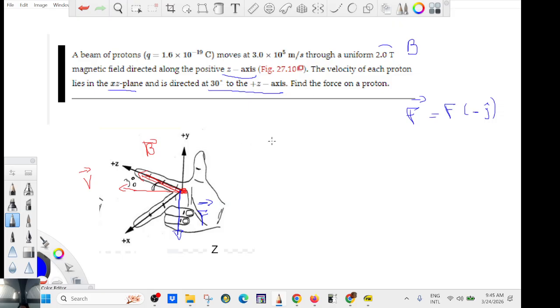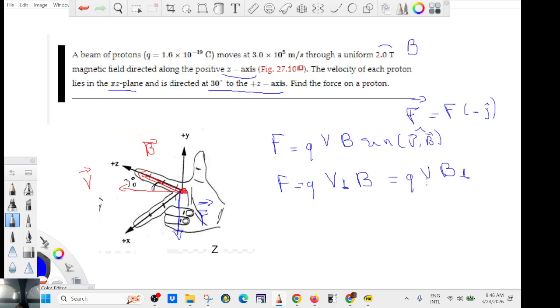Okay, what's the definition of the cross product? So the magnetic force will be Q, and then B, and V, and then the sine of the angle between V and B. Okay, by definition, that will be the magnitude. Or you can say it's going to be Q, and then V, the perpendicular component of V to B. Or you can say the perpendicular component of B along V. So that's the definition of a cross product. Okay?